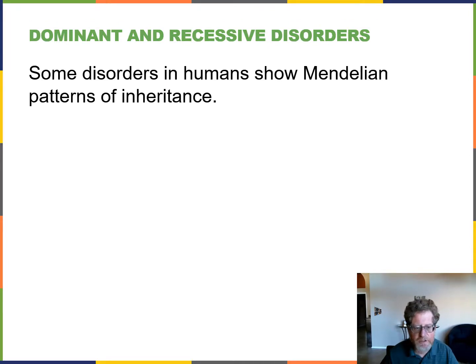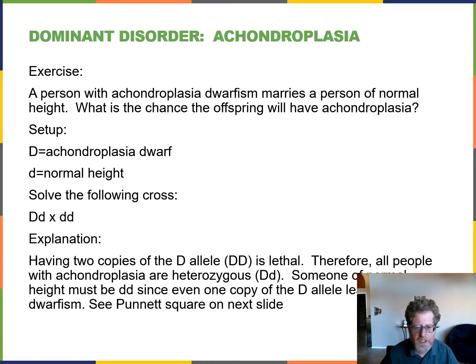All right, so let's look at the disorder we just mentioned called achondroplasia. So here's the problem. A person with achondroplasia dwarfism marries a person of normal height. What is the chance their offspring will have achondroplasia? Okay, so capital D, we'll use that to mean you have dwarfism. It's a dominant disorder. Little d, normal height. Notice what we just said, that just because something is dominant doesn't mean it's more common.